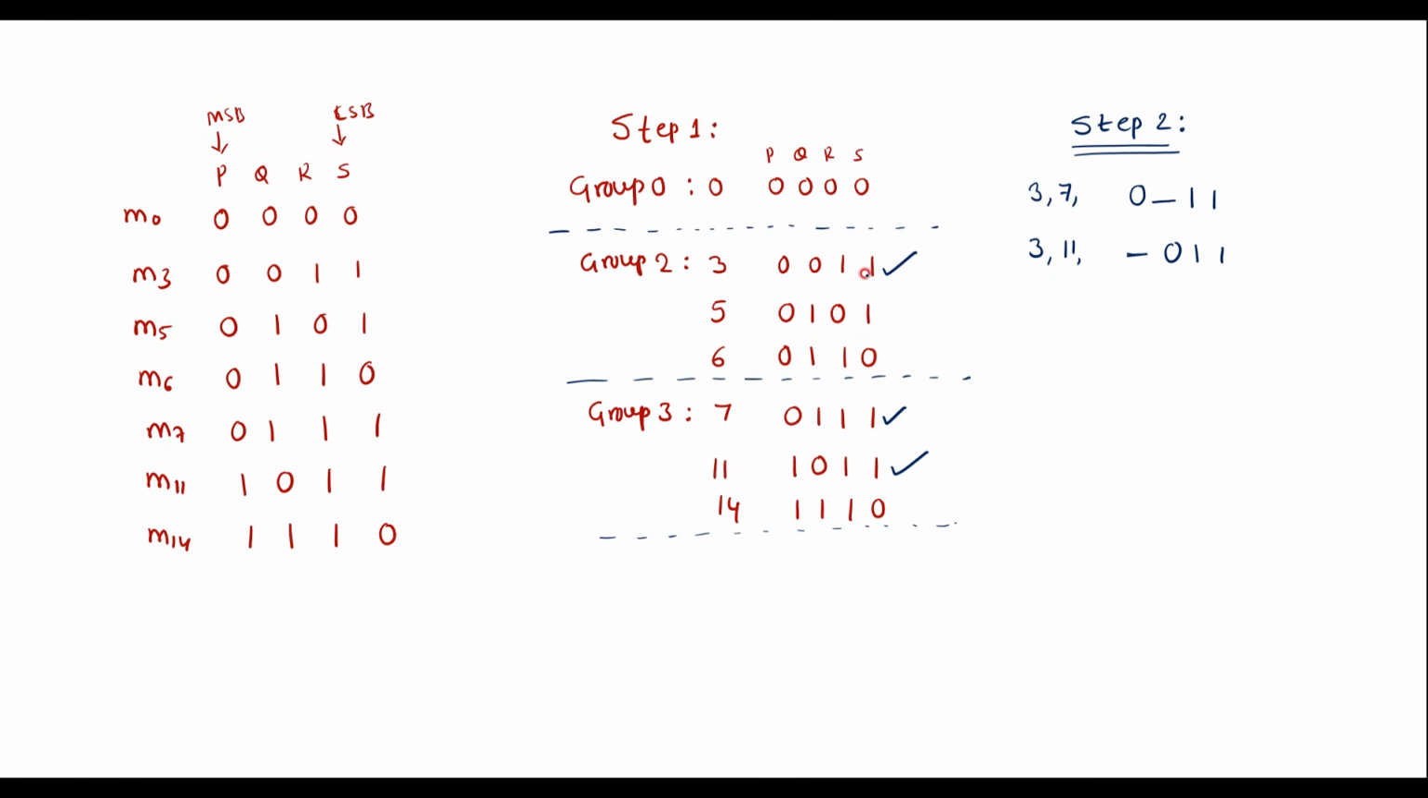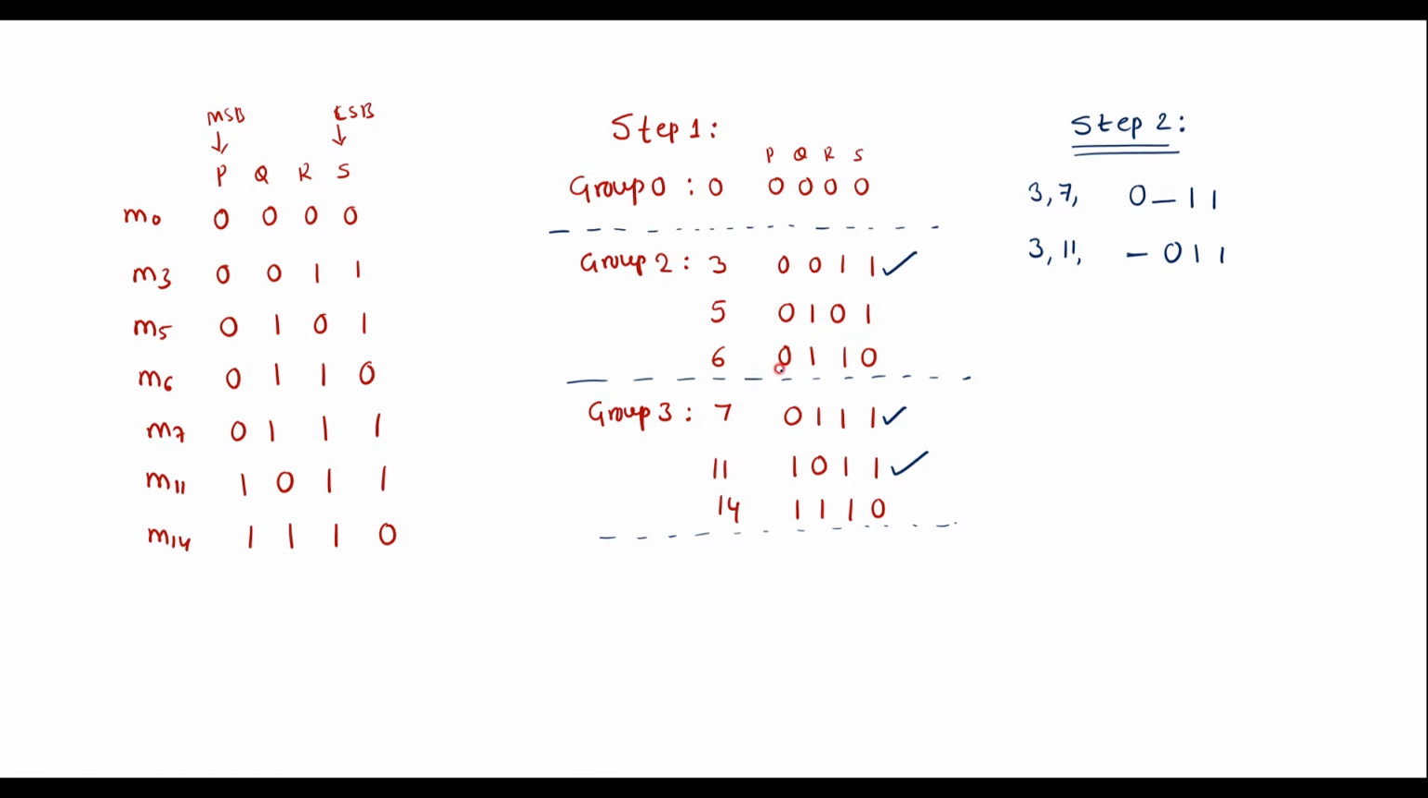Similarly, now I will compare 3 with 14. If I compare 3 and 14, it differs by 3 bits. The first bit is 0 here and 1 there, that is one difference. Here it is 0, here it is 1, that is the second difference. Here it is 1, here it is 1, that is the same. But here it is 1, here it is 0, that is the third. So it differs by 3 bits. We should not consider 3 and 14 because it differs by 3 bits, not by 1 bit.